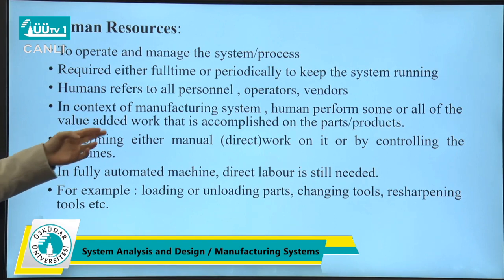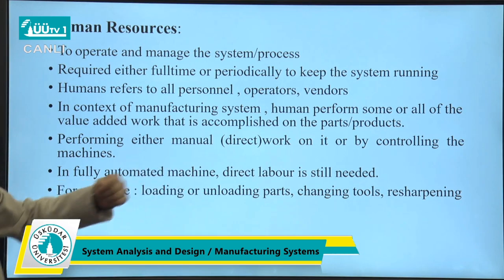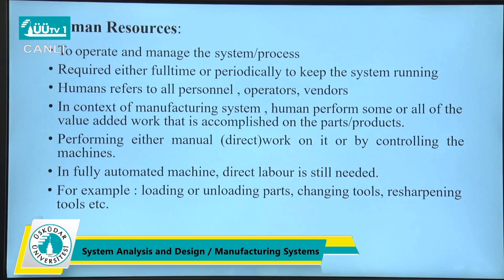In the context of manufacturing systems, humans perform some or all of the value-added work that is accomplished on the parts or products, performing either manual work on it or by controlling the machines. In a fully automated machine, direct labor is still needed. As an example, loading or unloading parts, changing tools, resharpening tools, etc. That we can give as an example function of the human resources in a manufacturing system.